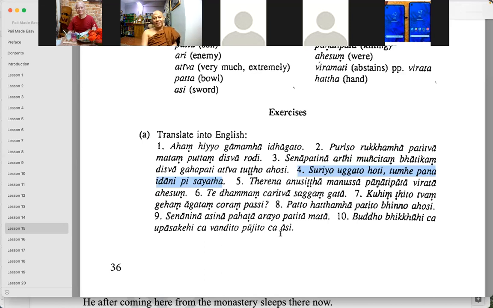And now number 5. Therena anusittha manussa panatipata virata ahesum. Therena is from thera, an elderly monk. Anusittha is from anusasati, to admonish. Panatipata is killing a living being. Virata, from viramati, means abstain. Okay, here it is. Now, who will be?